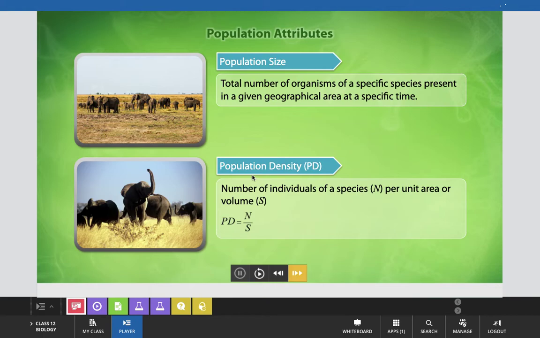And the other attribute is population density, which can be defined as the number of individuals of a species, represented as capital N, per unit area or volume S. This is the formula. PD, population density, is equal to N, meaning the number of individuals of a species, upon S, meaning the unit area or volume of that particular area.